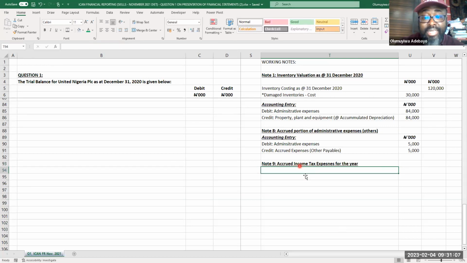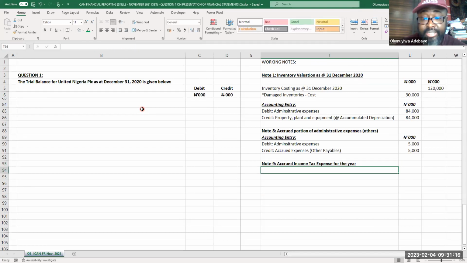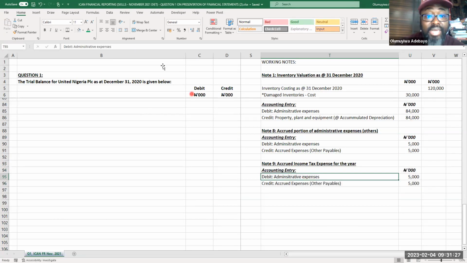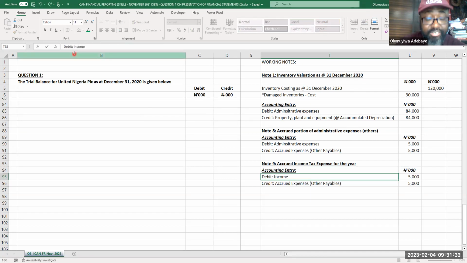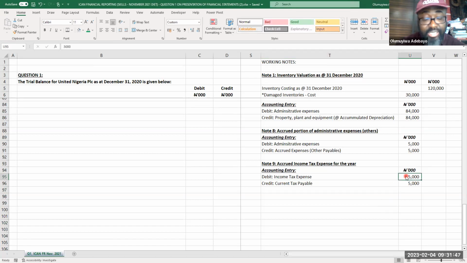Now, there is no opening balance to show whether we are owing from last year. Probably there was no tax last year, or we've paid the tax immediately, whether through withholding tax credit or whatever it is. But in this case, we are told that there is no opening balance. The first one we have now is to accrue for income tax. Income tax is a separate line within the statement of profit or loss, and therefore we have income tax expense, which is a charge. Because it is yet to be paid, we recognize it as current tax payable to the Federal Inland Revenue Service, and that is 25 million.